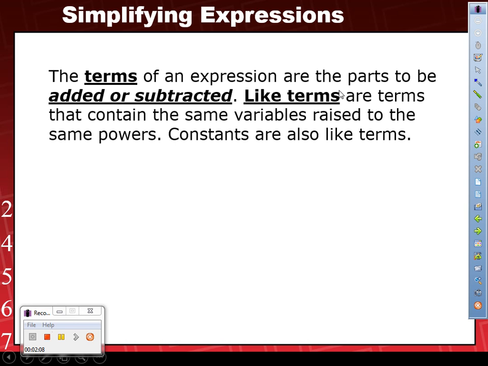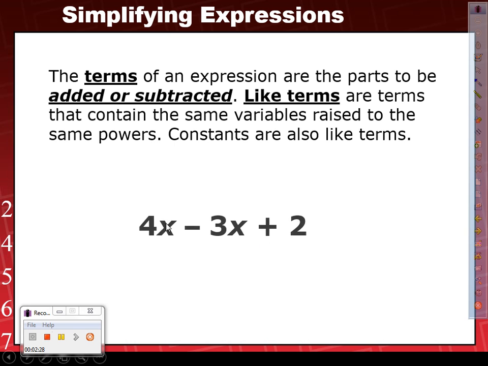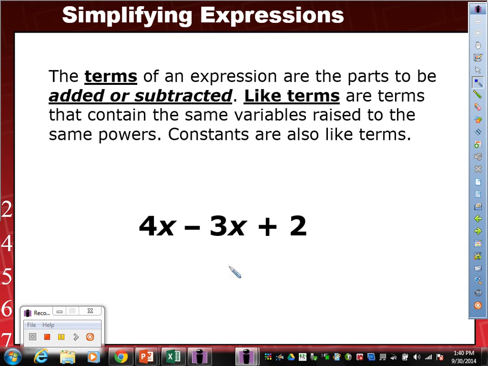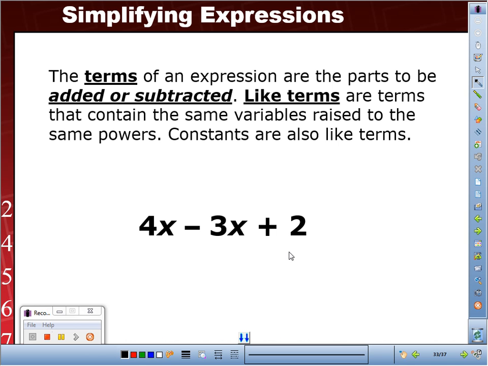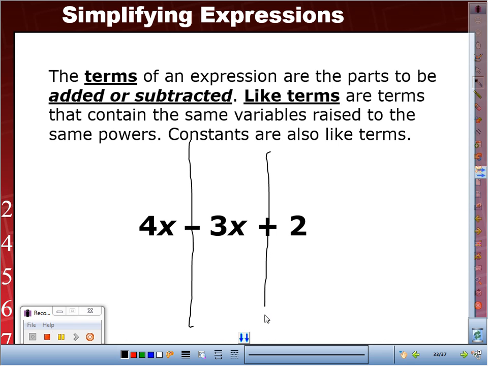Terms. What are terms? Terms of an expression. If I was to give you this expression, 4x minus 3x plus 2. Check this out. This expression can be broken down into parts. How do we know that? By looking for addition or subtraction. Do you see any addition or subtraction? Yes. Here's one and here's another. And that breaks the expression into 3 terms. Are we there so far?